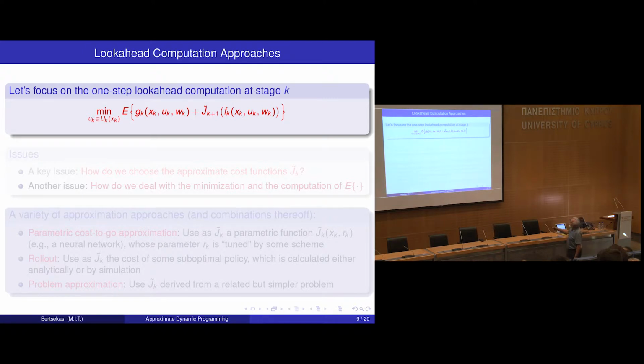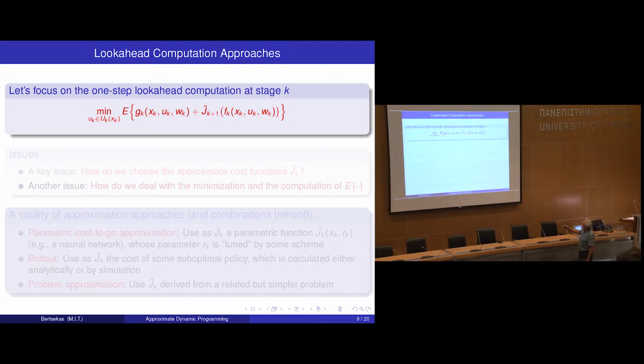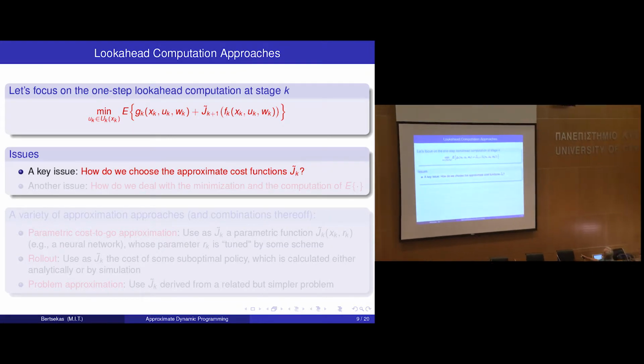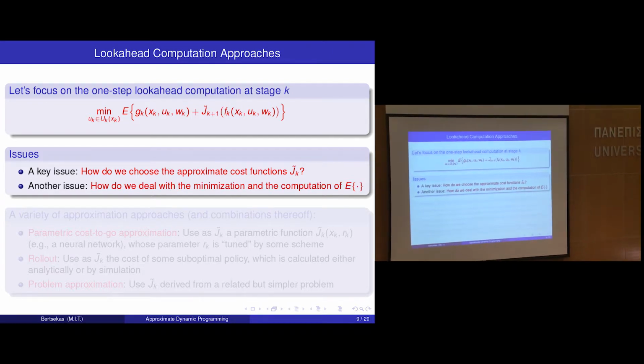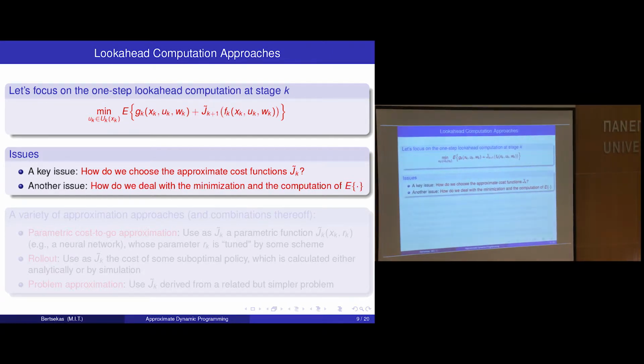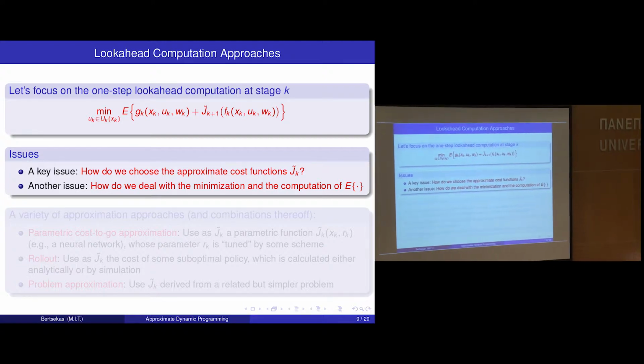Okay, so let's focus on the one-step look-ahead computation at stage k. This is it here. A key issue is how do we choose the approximate cost functions, the J tildes that we need in this computation. And another issue is how do we deal with the minimization and the computation of the expected value. This seems trivial by comparison, but it is not. The minimization may be a complicated minimization. The expected value may involve knowing the probability distribution of the disturbances. Taking that expected value is still a substantial computation, let alone if you don't know the probability distribution, you have to use simulation.